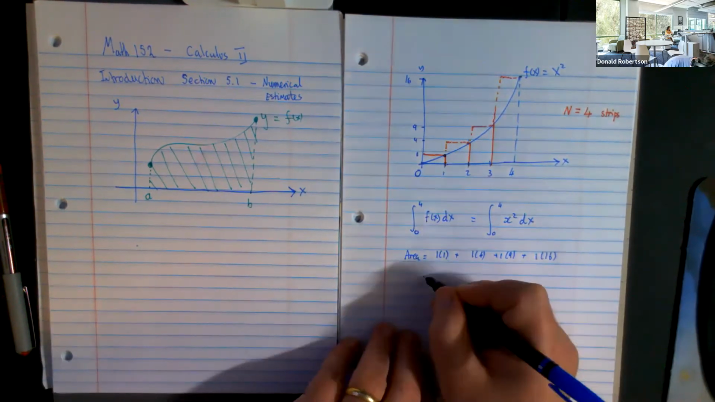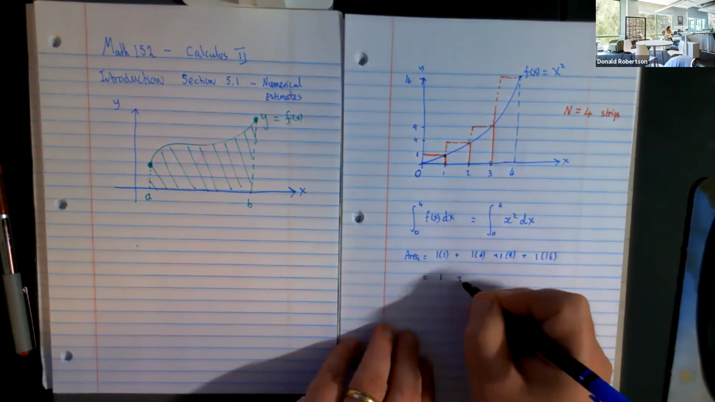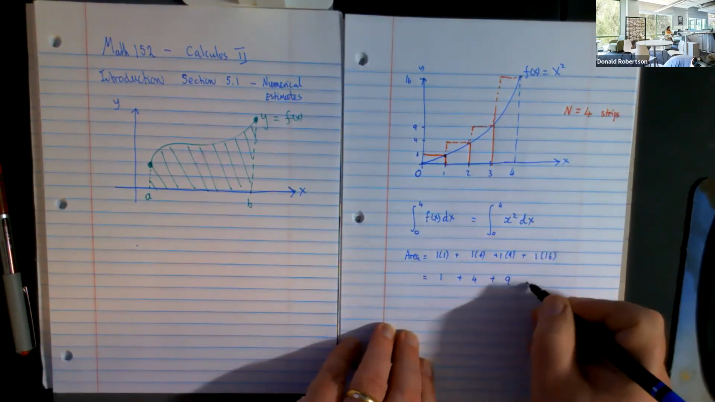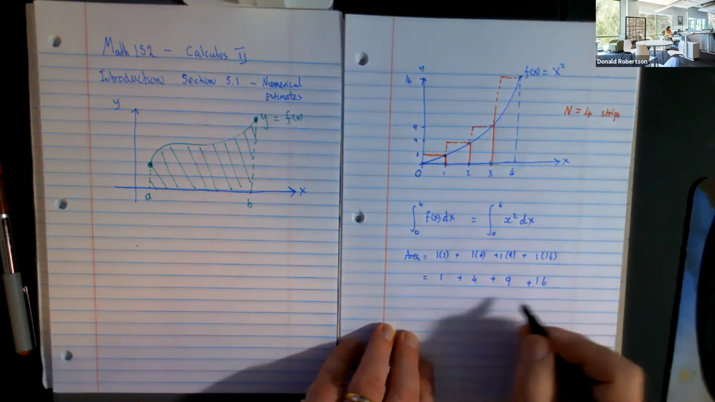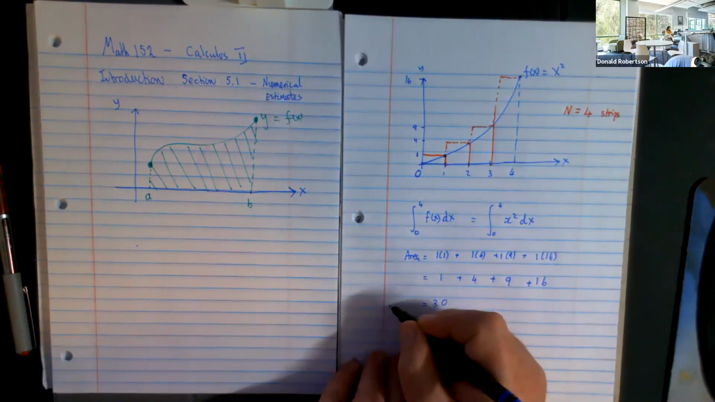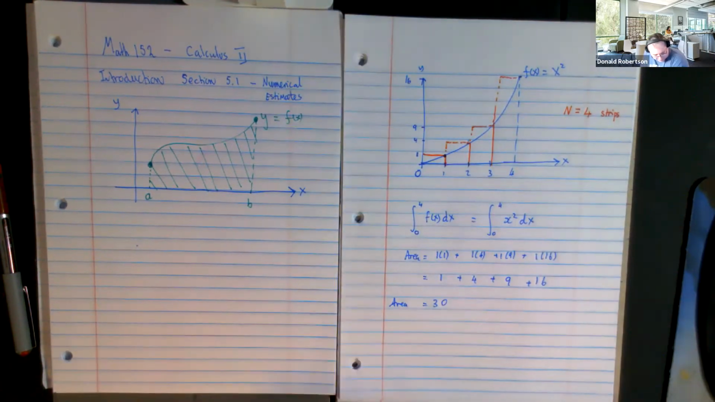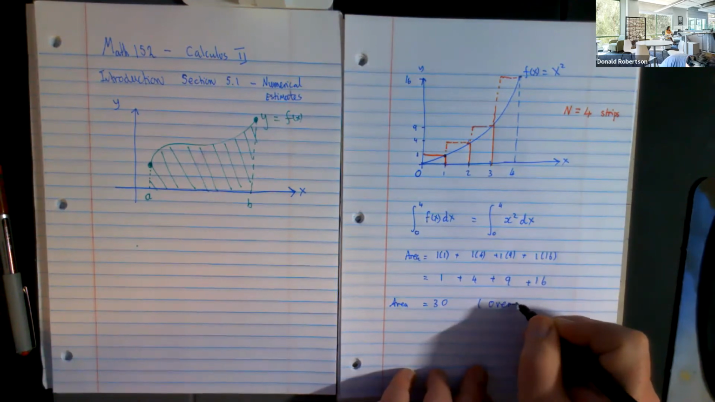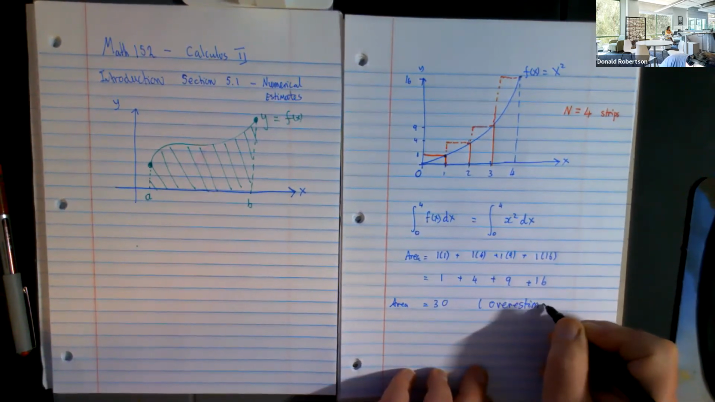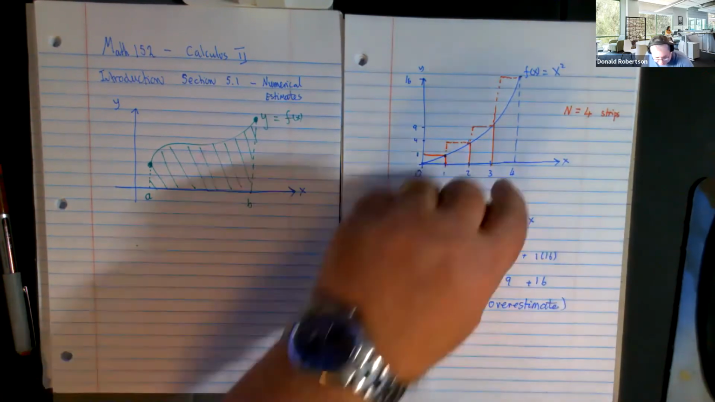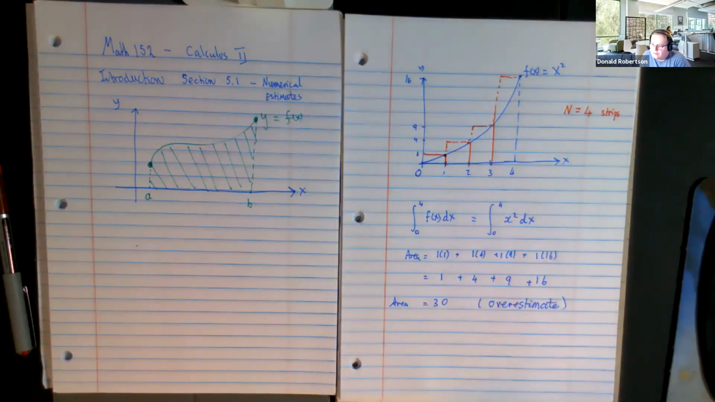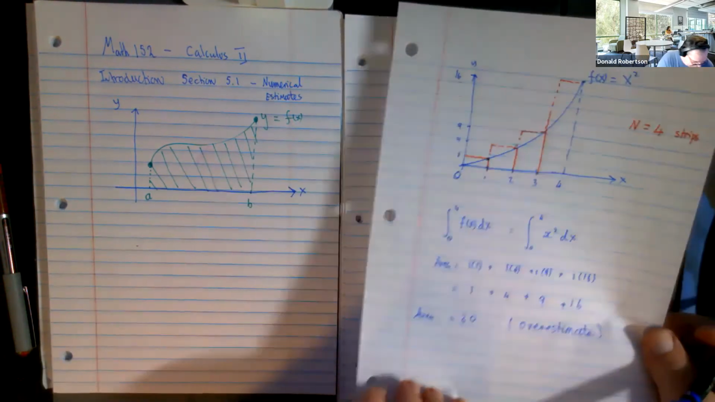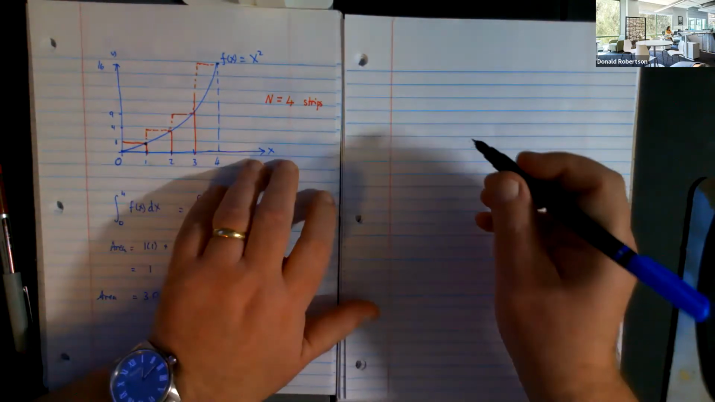And if I put these together, I get 1 add 4, add 9, add 16. And I believe I get the answer 30. And I'm going to put, to remind myself, that this is what we call an overestimate, right? It's bigger than the answer I want. Now hold that thought. And I'm going to do the same picture a second time, or at least I'll try.